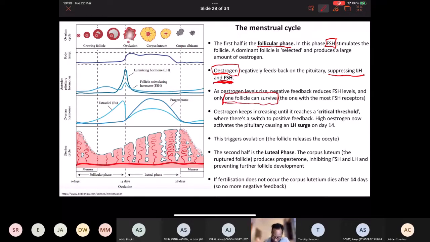So we're talking about the follicular phase where FSH stimulates this. Then we get the negative feedback from estrogen, which causes one follicle to survive. Estrogen keeps on increasing until you get to that critical threshold. That critical threshold causes us to switch to positive feedback, which activates the pituitary, causing an LH surge. Some people answered LH surge in the last question. That's typically, if you count backwards, day 14. That LH surge triggers ovulation, and then you get the luteal phase and fertilization. If it doesn't occur, then the corpus luteum dies, and we're back at the start again. So those are the key things to remember.